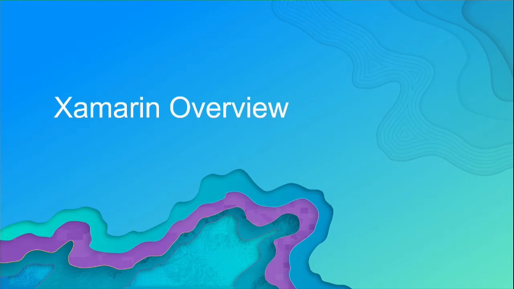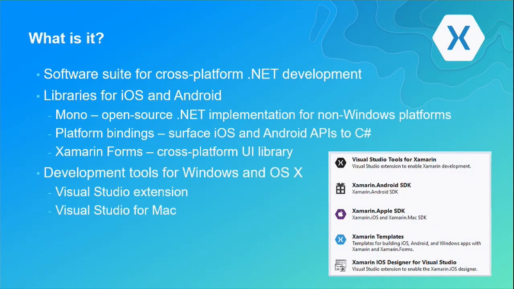Let's start with the Xamarin overview. And again, I know for some of you this will be kind of a review, but just so we give you some context here. So what is Xamarin? It's a software suite for cross-platform development using .NET. It's based on Mono, which is an open source project that brings .NET onto non-Windows platforms, so you want to run .NET on your Linux box, on your Mac OS, iOS, Android, whatever. That's what Mono does for you. So Xamarin is built on that and surfaces APIs for iOS and Android in your C# development.